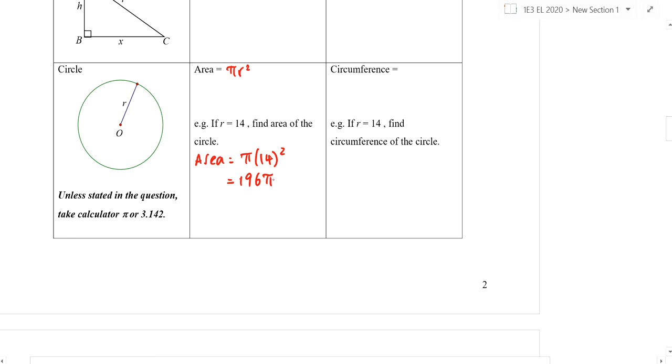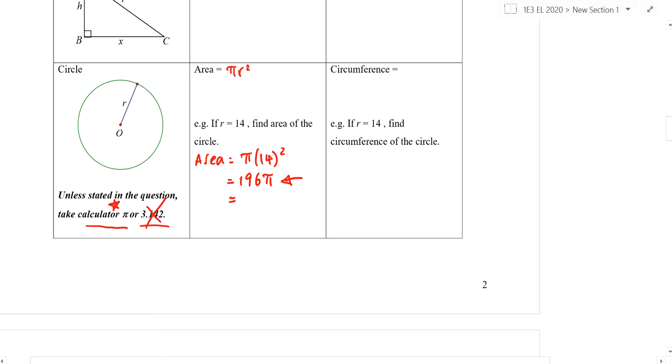196 pi. Now although it is mentioned that we can use the calculator value of pi or 3.142, it is always better and recommended to use the calculator value of pi, because if you were to key it in, you have 3.141592654 or even more digits if your calculator allows for it. So the calculator value of pi is more precise. So by default, we will not be using this. And in mathematics, we will not leave our final answer in terms of pi unless specifically requested for it. So from here, we will need to evaluate this with the calculator value of pi.